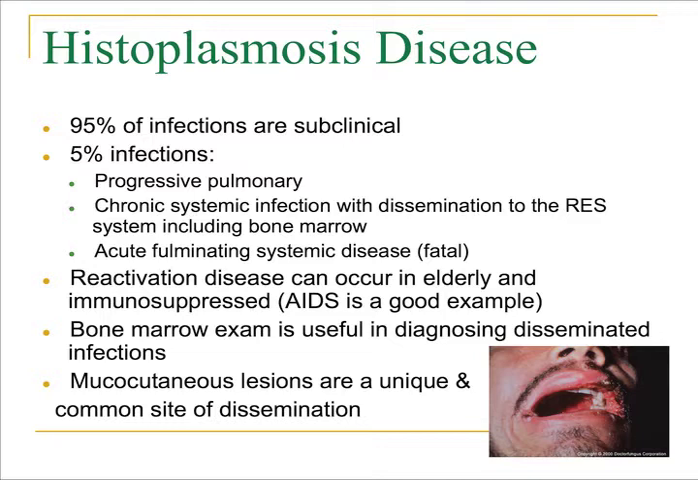Bone marrow exam is very useful for looking for histoplasma. It is not useful for the diagnosis of many different kinds of infections, but it becomes very useful in the diagnosis of Histoplasma capsulatum. One other thing that's unique about histoplasma infections is it can cause unique sites of dissemination. In histoplasma, one of them is the mouth and mucous membranes, as shown in this picture in the bottom right.